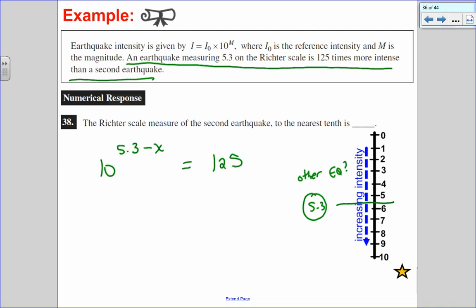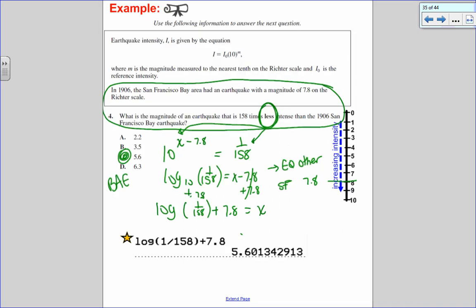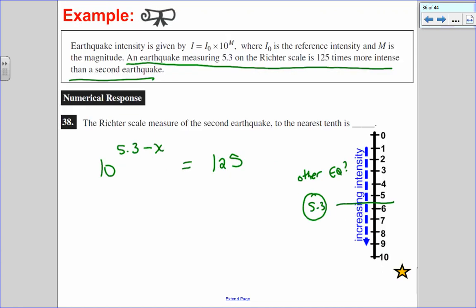So I just want to make sure you guys know the difference of these ones. So this one here, again, we were focusing on the less intense. So we're subtracting in the direction of the decrease. So the decrease minus the 7.8 equals the less intense, so it's 1 over 158. This time we're given that it's 125 times more intense. So we're subtracting in the direction of the increase, which is why I do 5.3 take away the other equals to this whole number. Okay, so to solve for this, I'm going to use Bay.